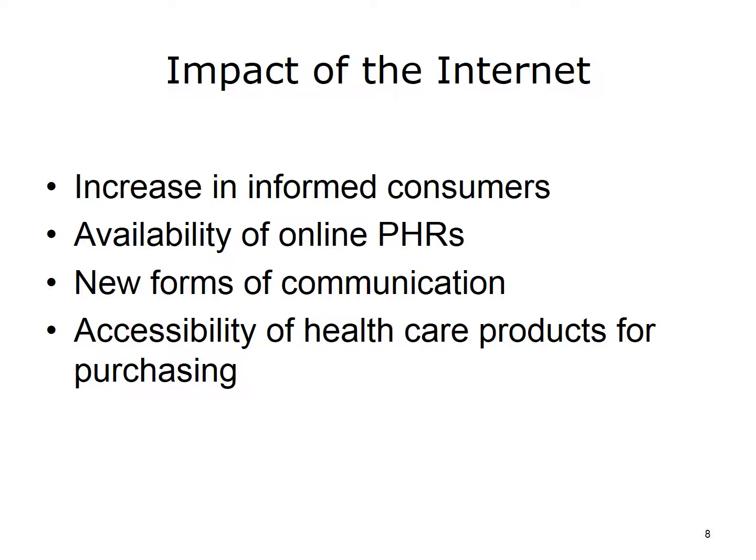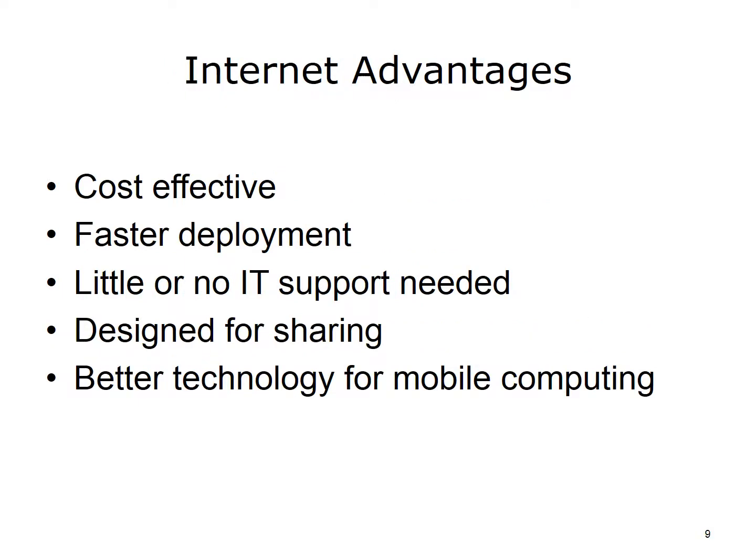Just how is the Internet affecting healthcare? Some examples are: there is increased use of the Internet to find out information about healthcare providers and treatment options, with opportunities to select information based on their personal interests and preferences. The sponsoring organization provides consumers with tools to develop and maintain their own personal health records, or PHRs. Secure email exchange is possible between consumers and healthcare providers, and increased marketing sophistication results in accessibility of healthcare products for purchase.